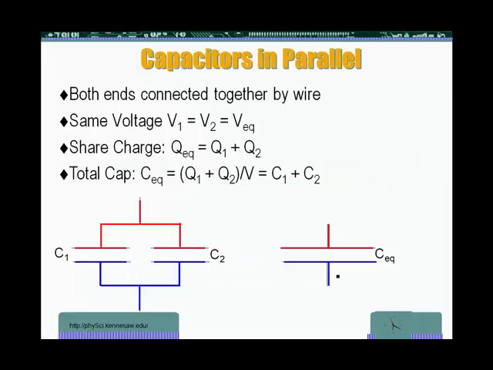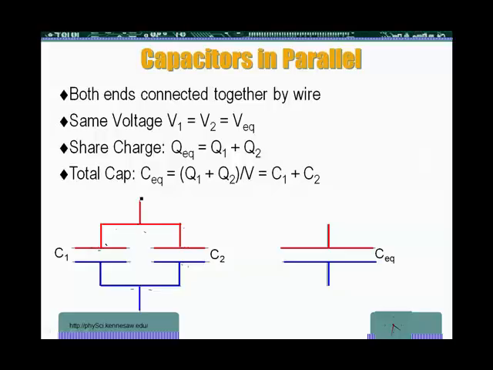Okay. Now, how do we connect capacitors in parallel? We connect them in parallel by having a wire that splits into 2 wires, that branches into 2 wires, such that we have 2 plates connected to each other. And from the other side, the other 2 plates of the capacitor are also connected to each other.